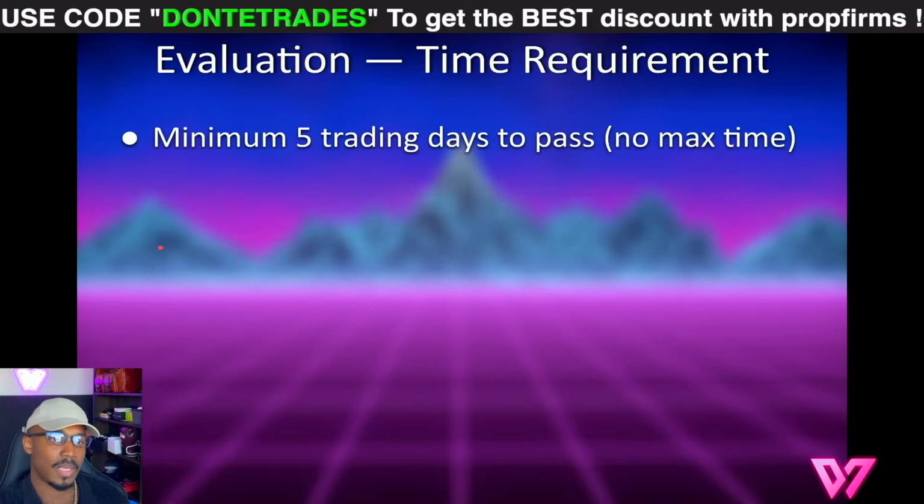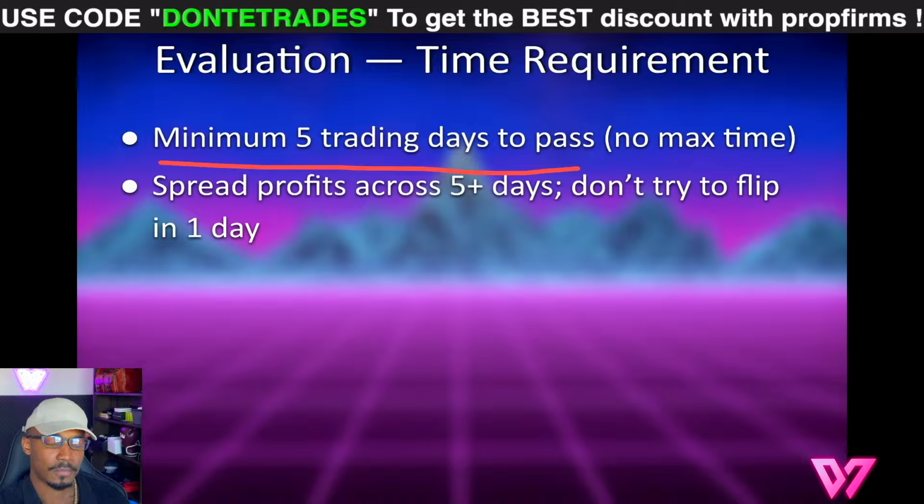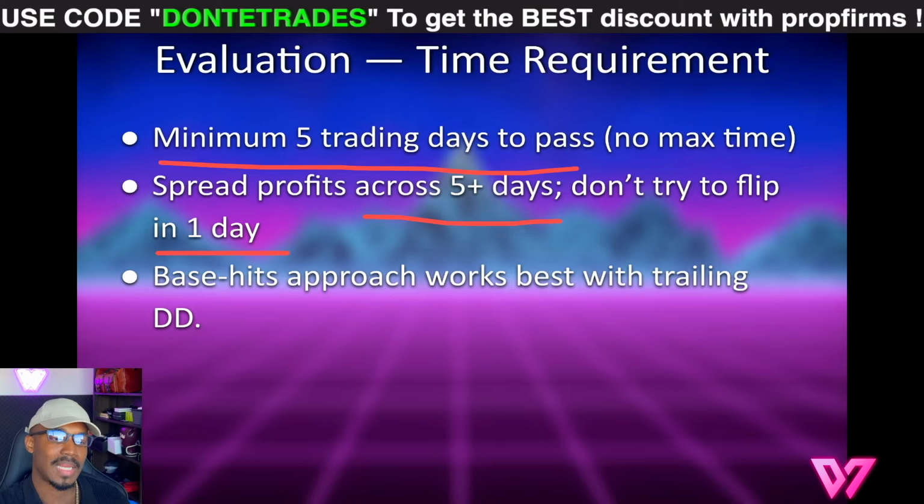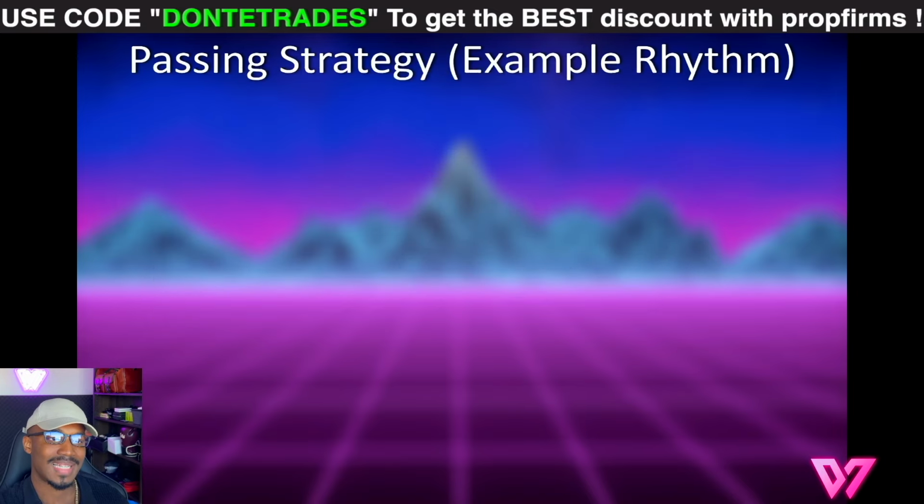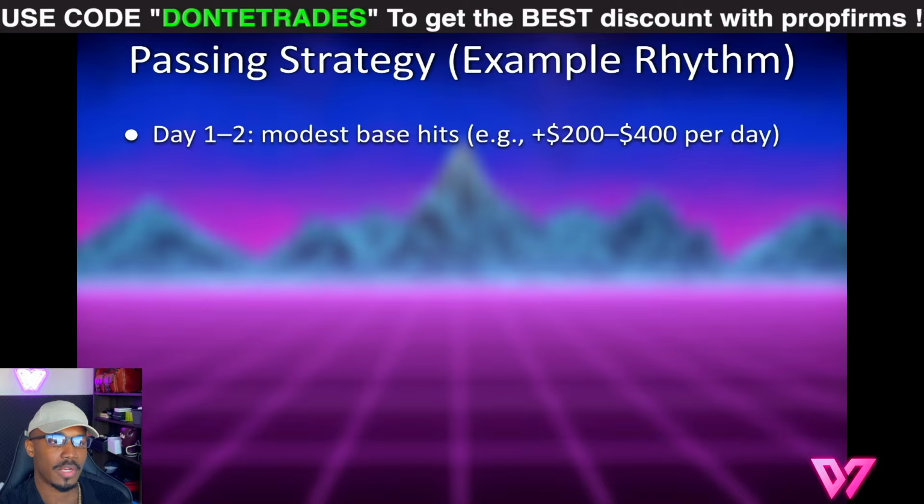So this is one thing you need to be really aware of as well. The minimum trading days to pass is 5 trading days, so 1 week with Take Profit Trader. So there's no reason to rush these things, because the fastest you can possibly pass it is in 1 week. So you want to spread the profits across 5 days. Don't try to flip it in 1 day, because that's not even going to help you or benefit you. So the base hits approach works best when passing these accounts. So, passing strategy, an example rhythm when it comes to Take Profit Trader.